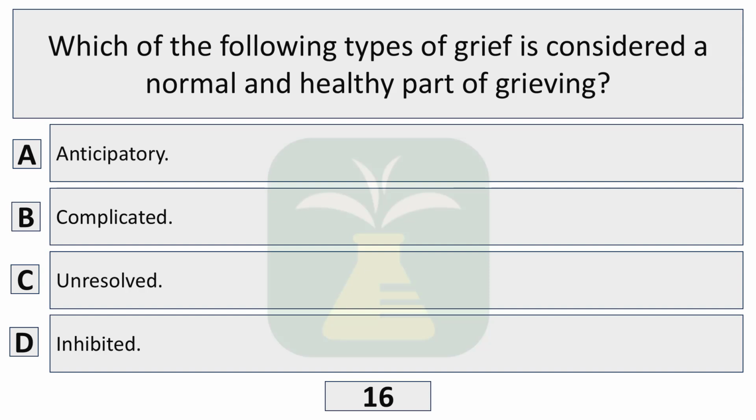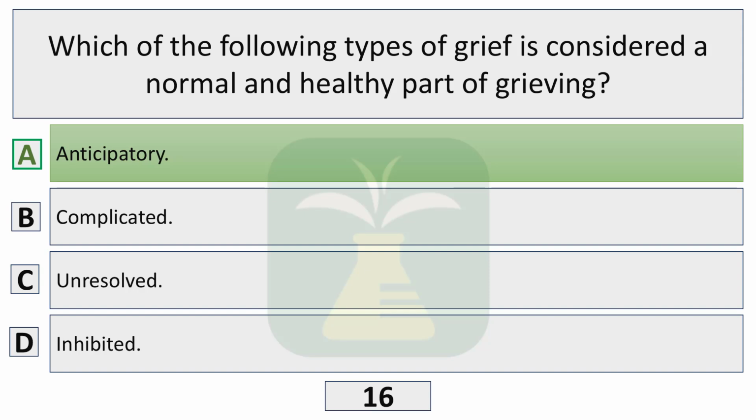Which of the following types of grief is considered a normal and healthy part of grieving? A, anticipatory. B, complicated. C, unresolved. D, inhibited. Correct answer, A. Anticipatory. Anticipatory grief occurs before the loss actually happens and is a normal part of grieving. Complicated, unresolved, and inhibited grieving indicate there is a problem with recovering from the loss.